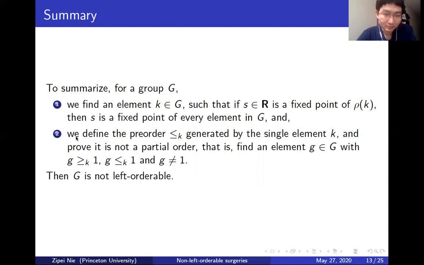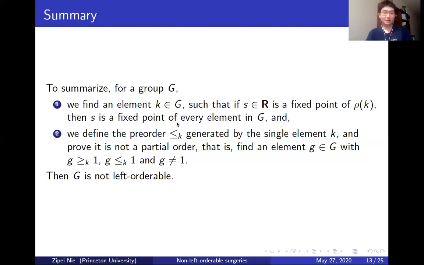And the second step is to define the pre-order k generated by the single element k and prove it is not a partial order, which means we can find an element that is greater than 1, less than 1, and not 1. Then G is not left-orderable. These two steps are equally important, but the proof for the first step is usually shorter than the proof for the second step. I think the second step is where we must use those genus bounds and such.